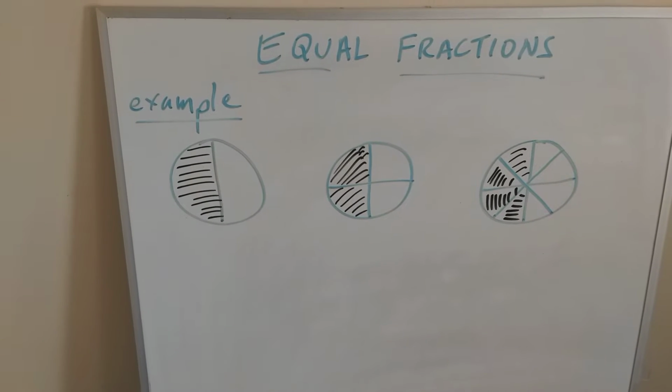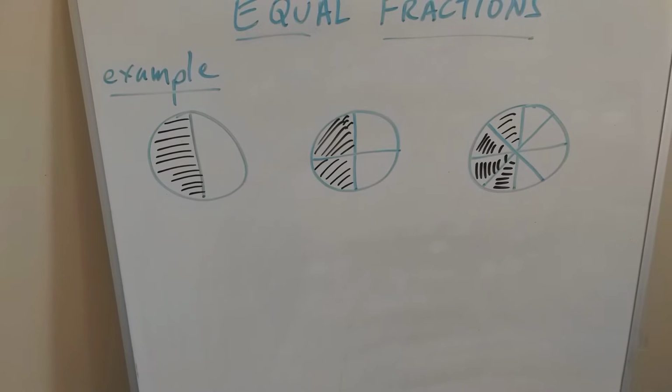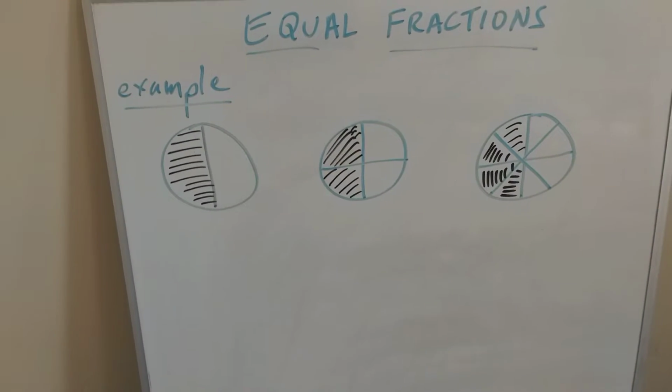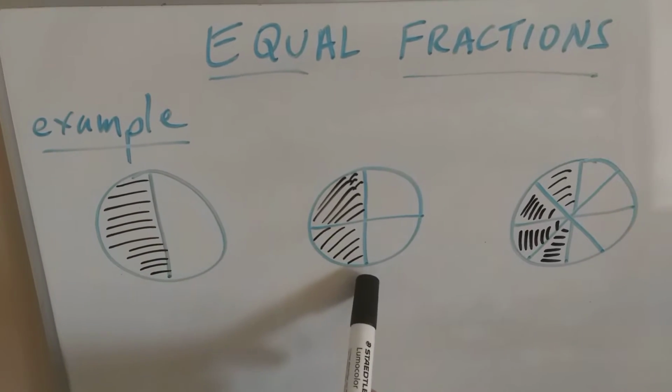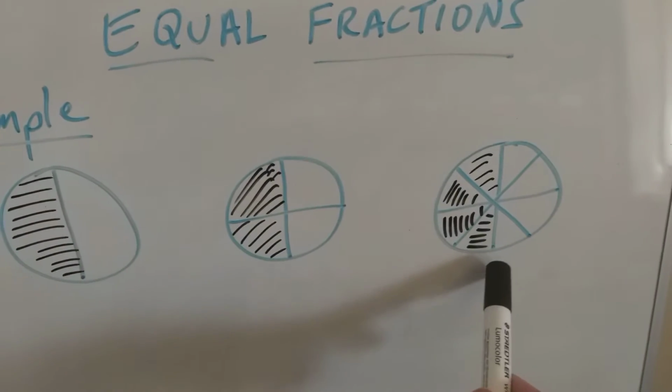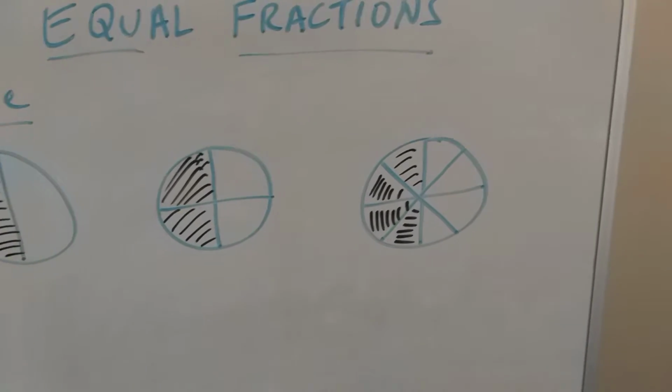For example, we see over here three circles. In each of the three circles, you can see half is shaded and half is unshaded. The first circle is divided into two parts. The second circle is divided into four parts. The third circle is divided into eight parts.